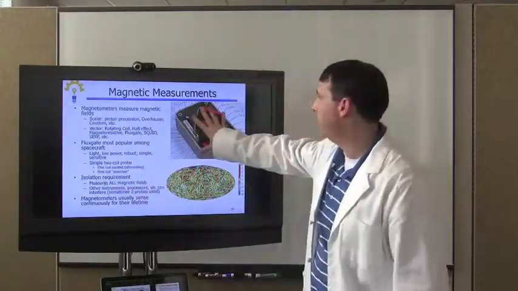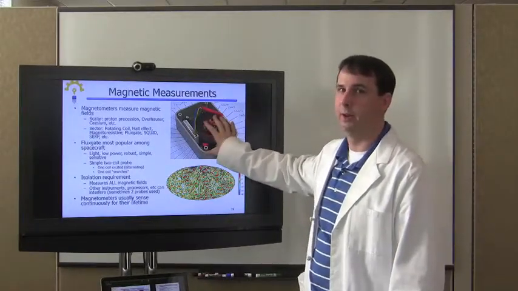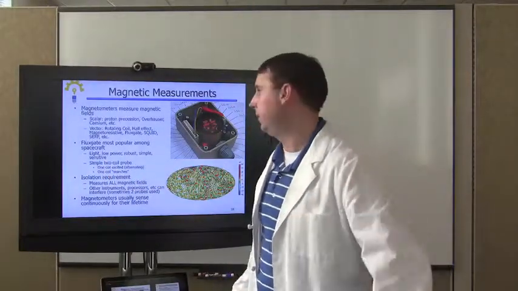This is a flux gate magnetometer actually. Look how big these wires are in this image. This is a very, very small thing. Okay. They're light, low power, robust, and simple. Easy to use, very simple operation.